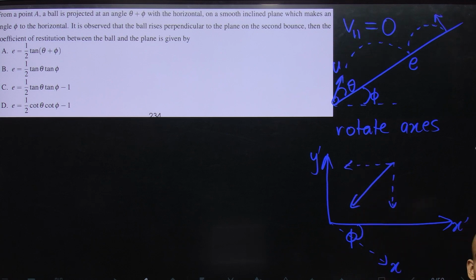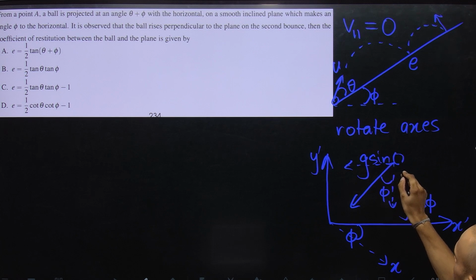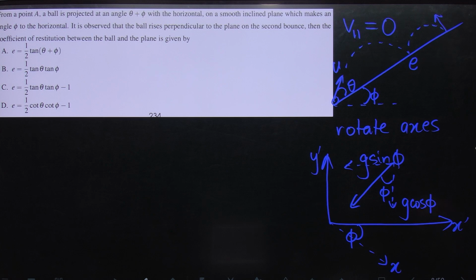Hence it will have some component in the y dash direction and some component in the x dash direction also. The y dash component will be given by g cos phi because it will now make an angle of phi with the y axis, and the x dash component will be given by g sin phi because it makes an angle 90 minus phi with the x dash axis. This is how we can split the acceleration due to gravity in terms of our new axis.